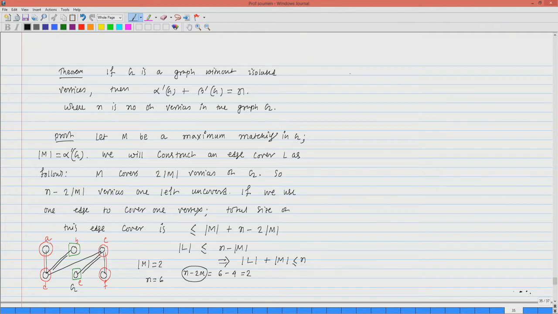Next, we start with the edge cover. Let L be a minimum edge cover. Okay. The minimum edge cover for this graph, we know that the minimum edge cover size is 4. So, the minimum edge cover consists of this edge, this edge, this edge and this edge.